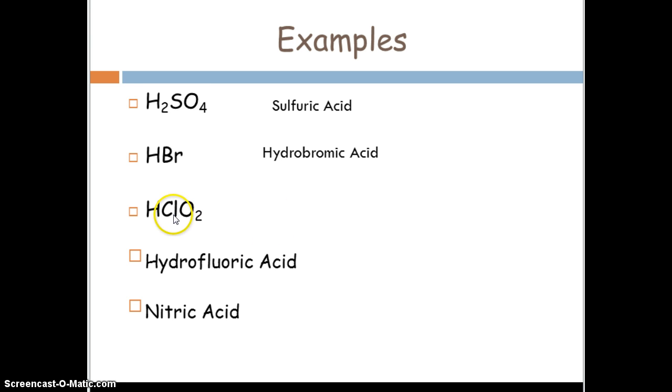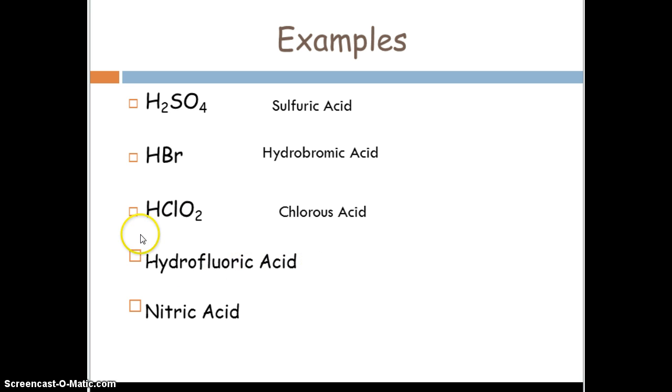Here we have ClO2. This is chlorite. When you have something that ends in ite, that means the acid must end in ous. So this is chlorous acid. So this is the ite part here with the ClO2, and then the ous with the chlorous.